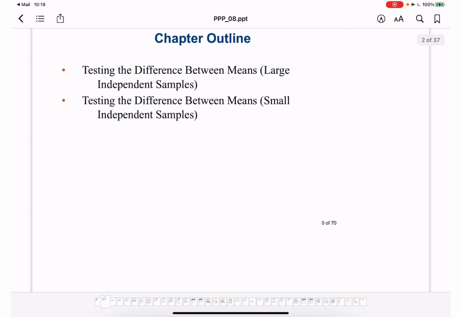So we are going to test the difference between means, large independent samples, and testing the difference between means, small independent samples. To understand what dependent and independent mean, let's say we are comparing a group of guys and a group of sport women. They are independent. They don't have anything in common. So these two samples are going to be independent.